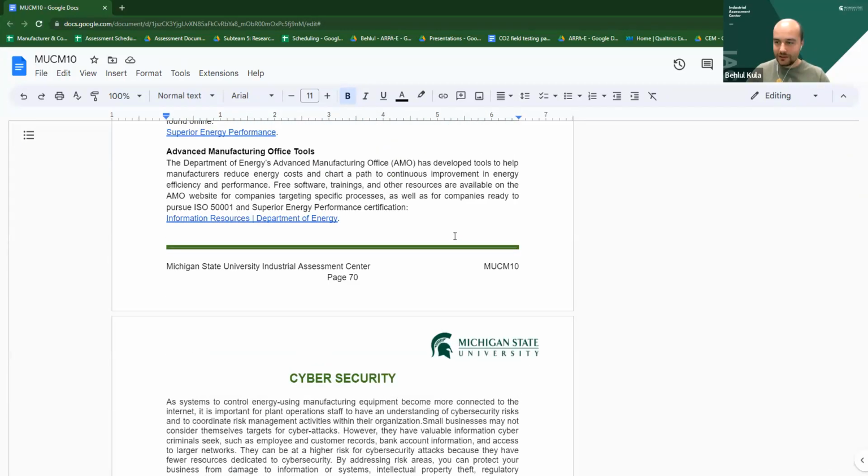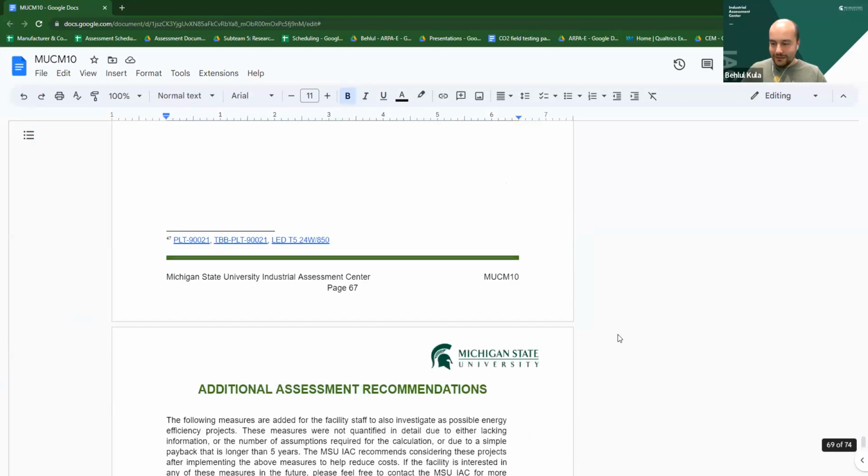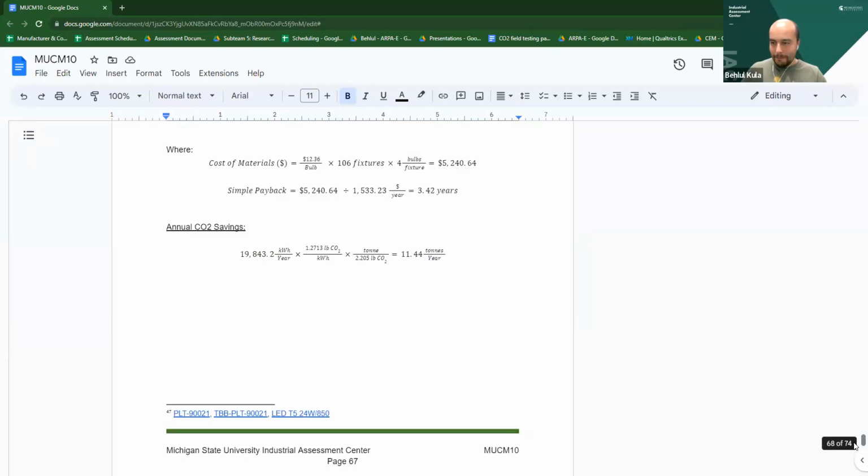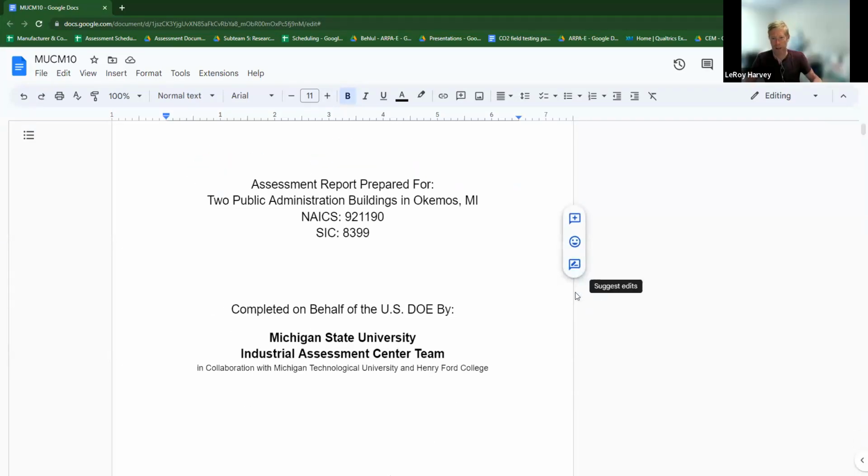But if you have any questions about the recommendations, we can try to give more information about them. What questions or observations do people have?